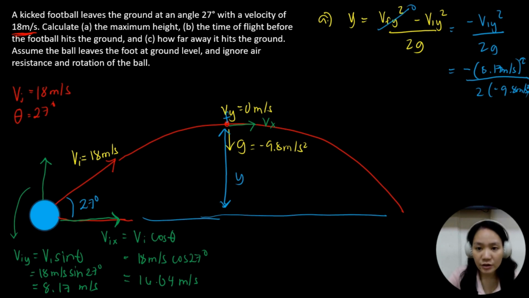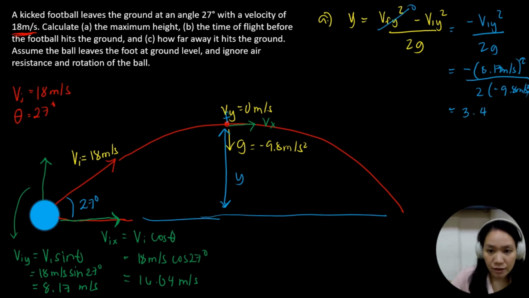You can pause the video if you want to solve on your own. So the answer for the maximum height is 3.41 meters. Okay, type everything in your calculator and you will get 3.41. Kindly check your work.